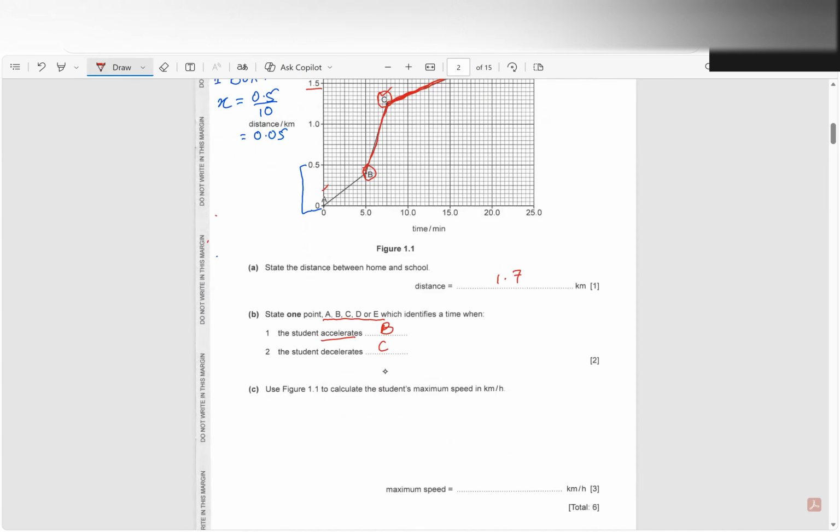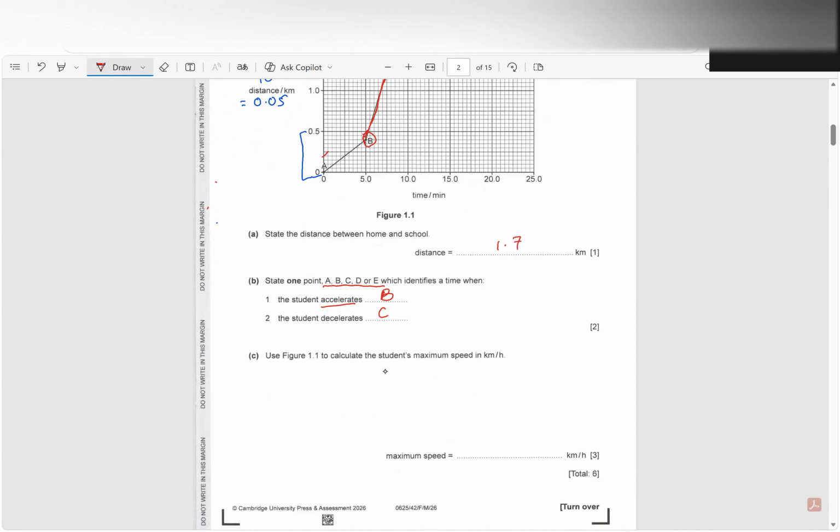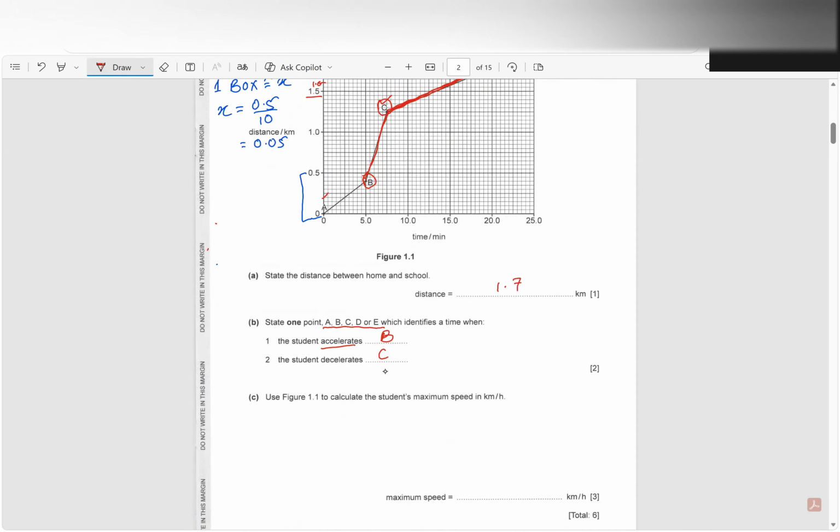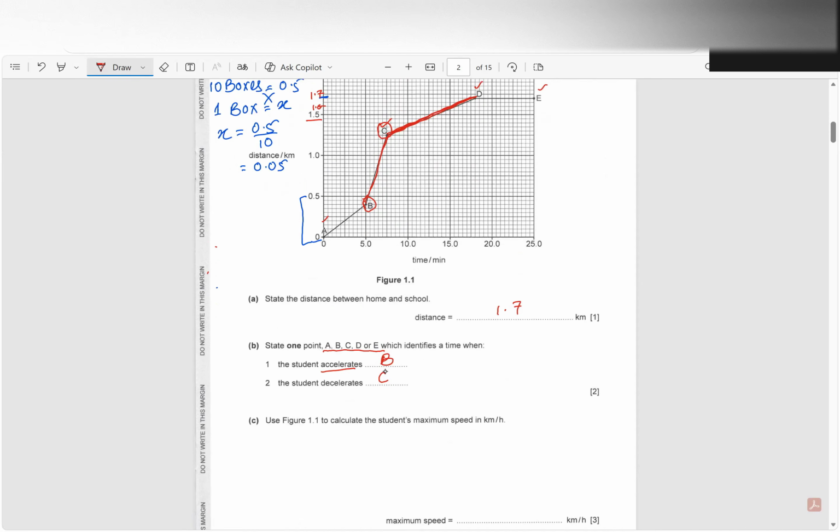Moving on. Now we have the next part, part C, which says use figure 1.1 to calculate the student's maximum speed in kilometers per hour. All right. The question is asking us to calculate the student's maximum speed, but in kilometers per hour. Not to forget, distance is in kilometers, but the time is not in hours, it is in minutes. So we need to do some little conversion over here. Let's do it.